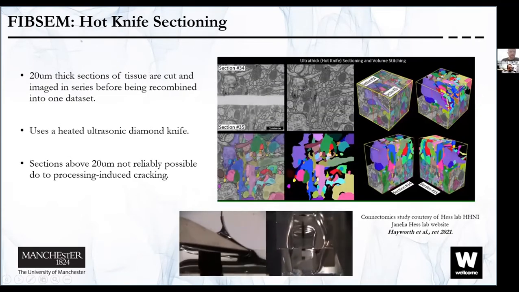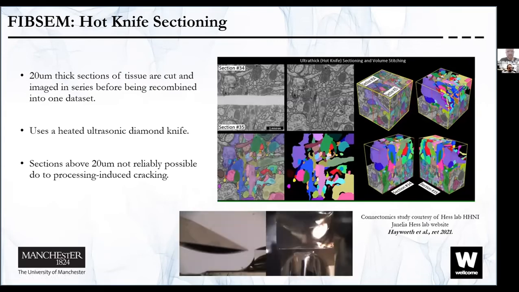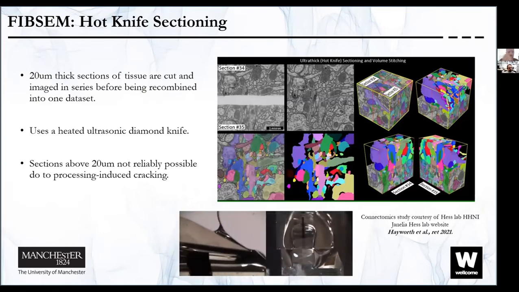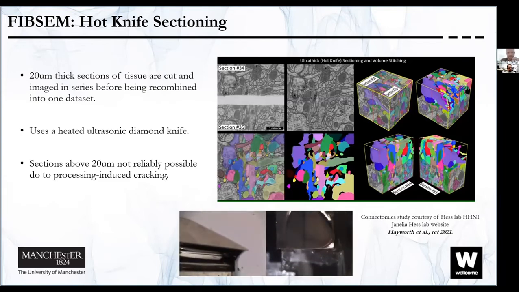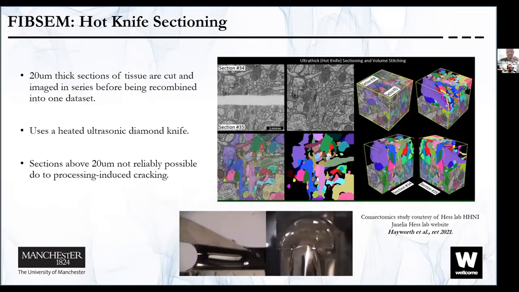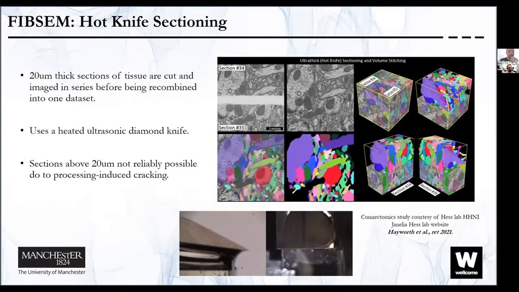So if anyone remembers, one of the main limitations I said with FIB-SEM is that you're really limited to the depth of sections that you can image, to 20 microns. And, you know, sometimes you're going to want to image a lot more than that. You don't want to be limited by such a relatively small section size. So what this technique is, it kind of combines the concepts of FIB-SEM and also just classic serial sectioning.